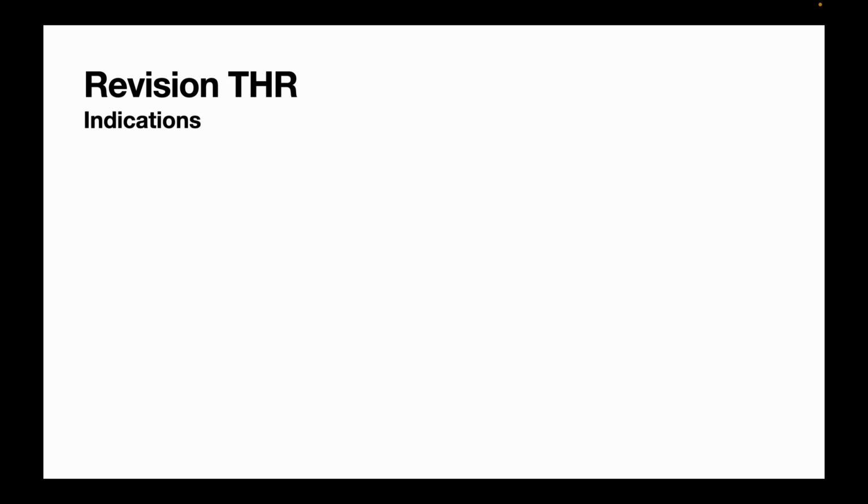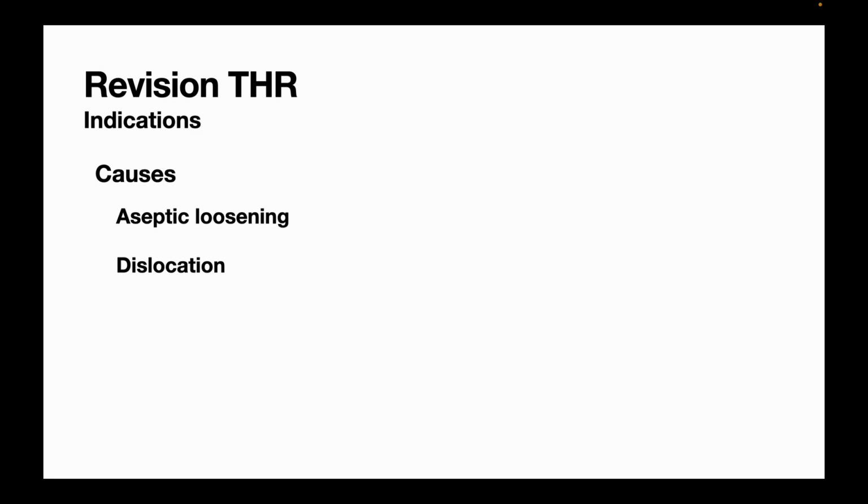If we look at the joint registries of different countries, the reason for revision total hip replacement can be grouped into 4 categories. Firstly, aseptic loosening, which is the result of biological responses to wear particles generated from the articular surfaces that subsequently cause osteolysis and loosening. You may find more details about this in the video on tribology of hip, part 1 and part 2.